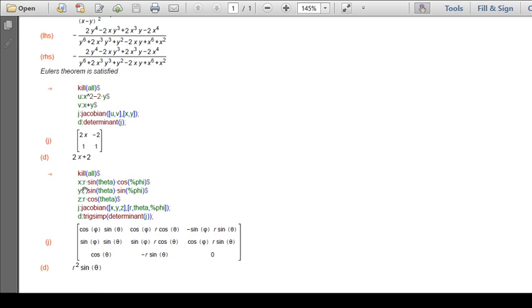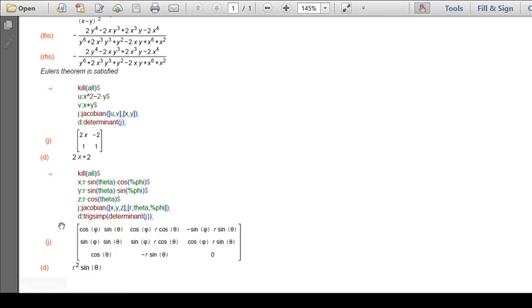Suppose x is r sin theta cos phi, y is r sin theta sin phi, and z is r cos theta, then find the Jacobian of xyz with respect to r theta phi. So our x is given and assigned. We know that theta should be written like this, and phi is a built-in function, so we have to give percentage phi. And j is the Jacobian of x, y, z in square brackets, comma, with respect to variables r, theta, phi.